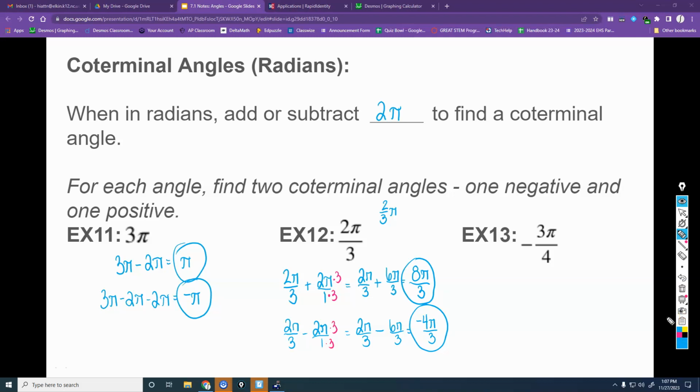Okay, questions so far? All right, 13 gives us a negative angle, right? So if we already have a negative, hopefully if we add 2 pi to it, it's going to take us up to the positive. So let's start with that. We got negative 3 pi over 4, and we need to add 2 pi. But just like before, that's 2 pi over 1. Do I have common denominators?